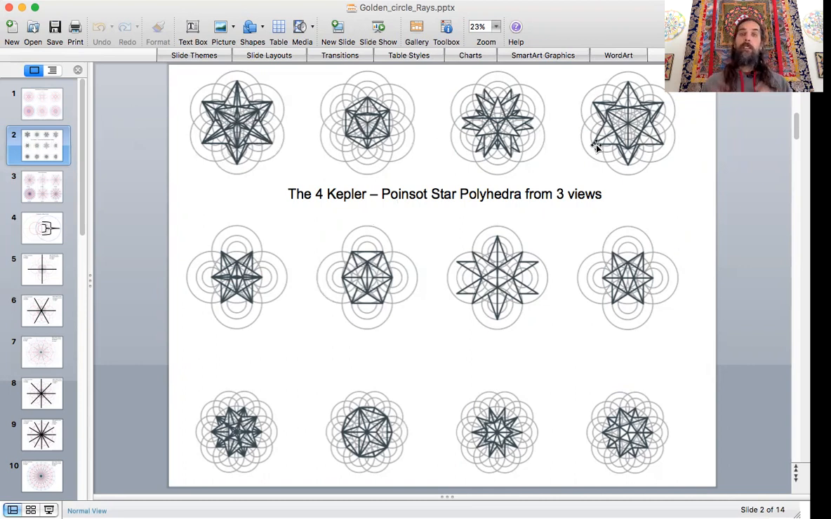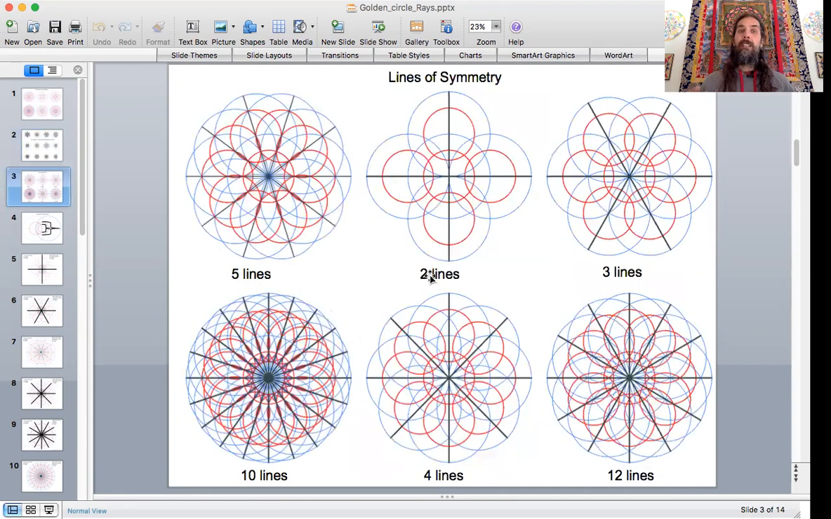Now, of course, this isn't a video about these. I'm just basically pointing you in the direction that you can do a lot more with these golden circle templates that I'm about to show you. This is just another way to interact with it and just basically revel in the mystery and the amazing pattern that exists here.